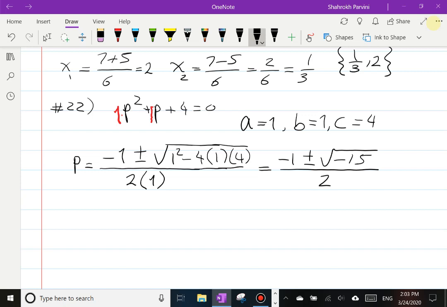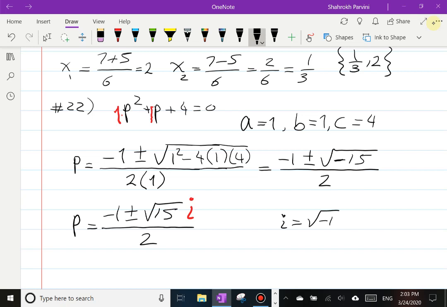And remember, the radicand is negative, so we can use the I notation. So the solution to the variable is going to be negative 1 plus or minus root 15, and then I'm just going to put I here. Remember, I replaces the square root of negative 1, divided by 2. And just to remind, I is the square root of negative 1, defined to be that. Okay, and there we have it.